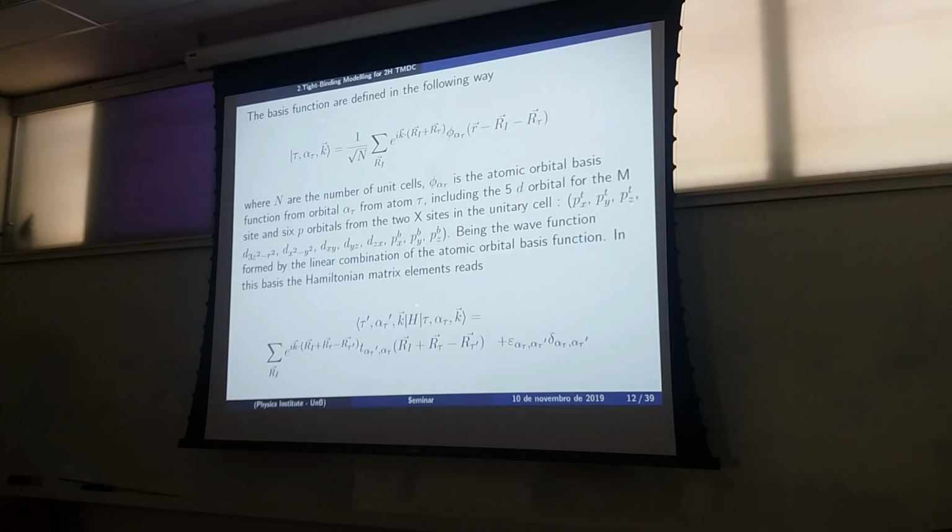And basically, when you calculate the average value of our Hamiltonian, you obtain this. That's our tight-binding Hamiltonian, basically. These are the hopping parameters, okay? From one site to other sites, from one orbital to other orbitals, and here are our on-site energies, basically.